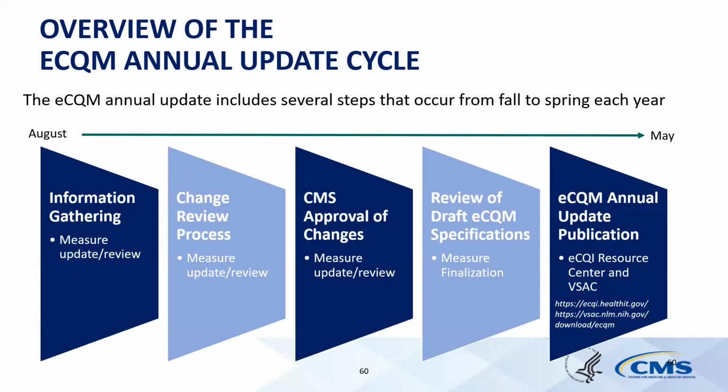The diagram you're seeing now provides a high-level overview of the AU cycle that occurs annually between September and May. The shapes in light blue highlight areas where the public can engage in the AU process. Information gathering activities begin in the summer and generally conclude in the fall.